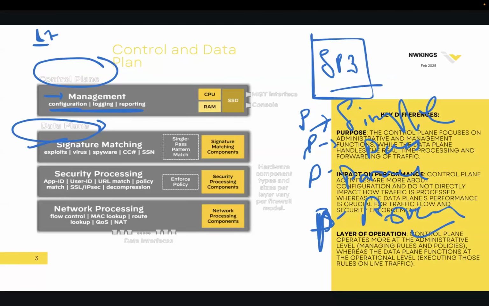Yeah, in L7 we can use protocols like HTTP, HTTPS, user interface, web page and all. Okay.